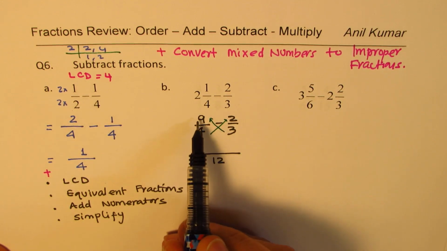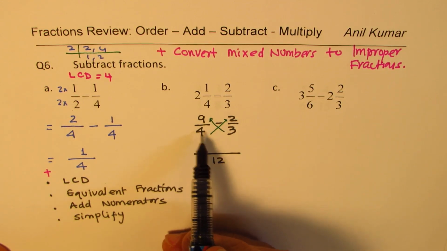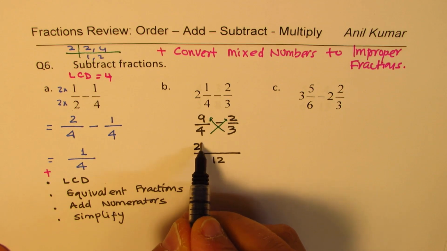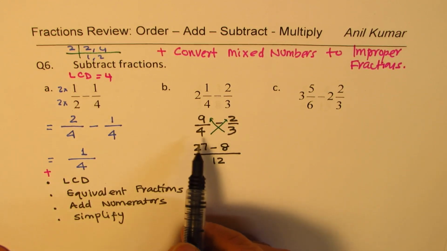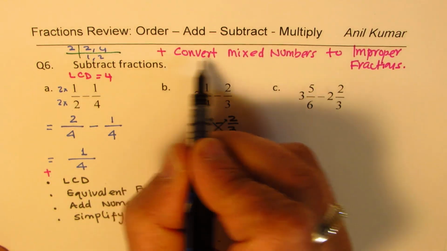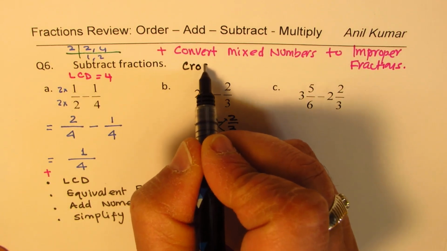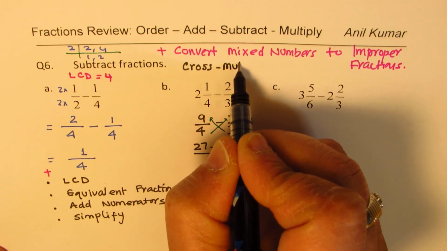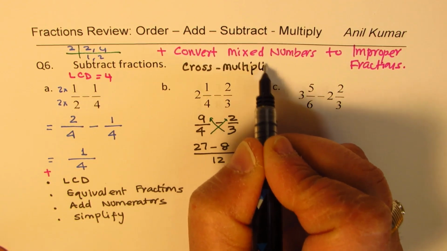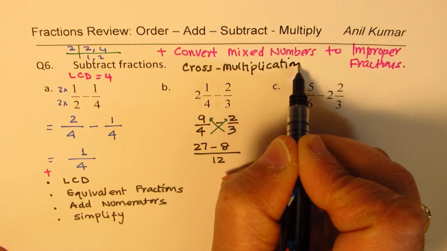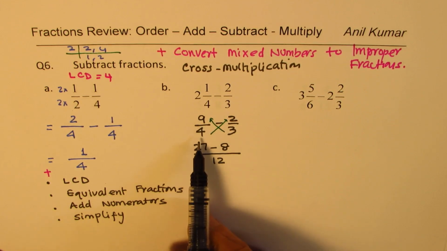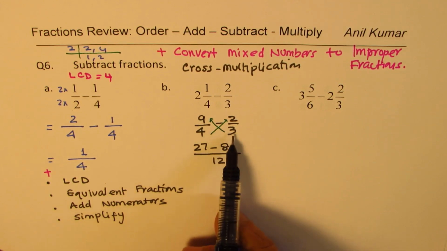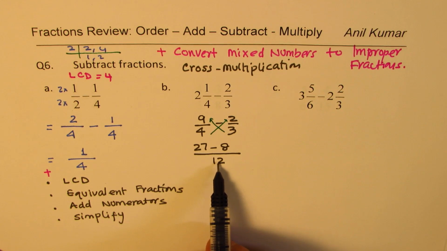So to get 12 here, I have to multiply both of them by 3. 3 times 9 is 27, minus 4 times 2 is 8. So what do you notice here? Cross multiplication. So first step is this, second is cross multiplication. So that is also a key to answer such questions. Perfect. So when you cross multiply, you actually make them equivalent fractions with a common denominator of 12, right?